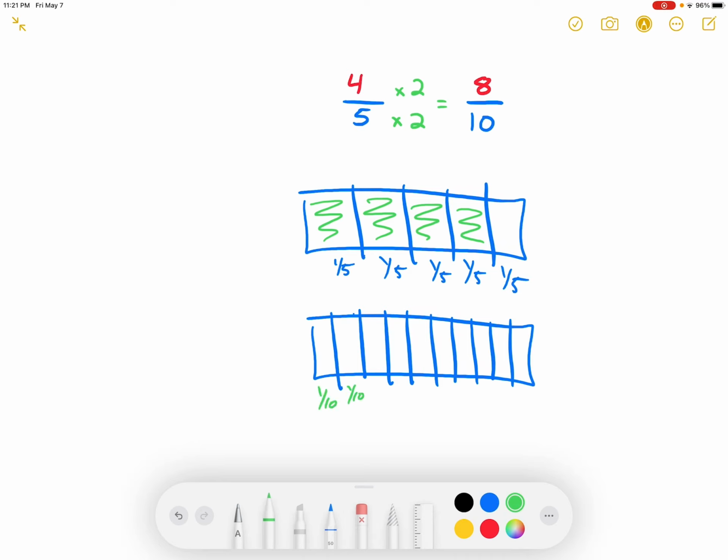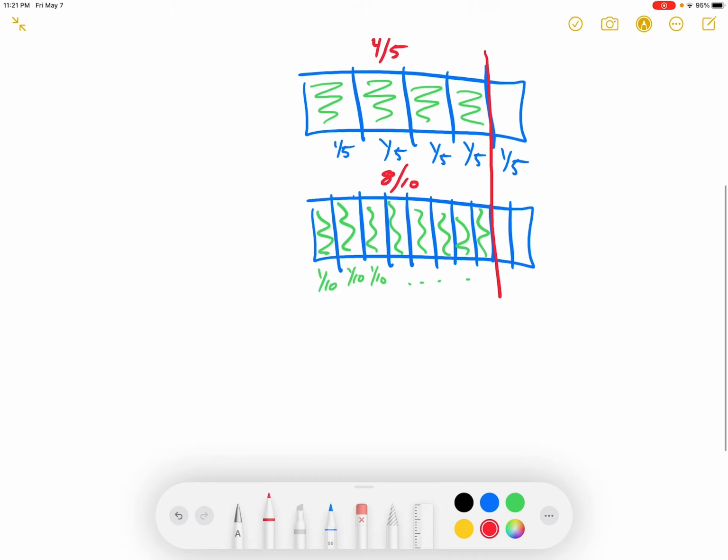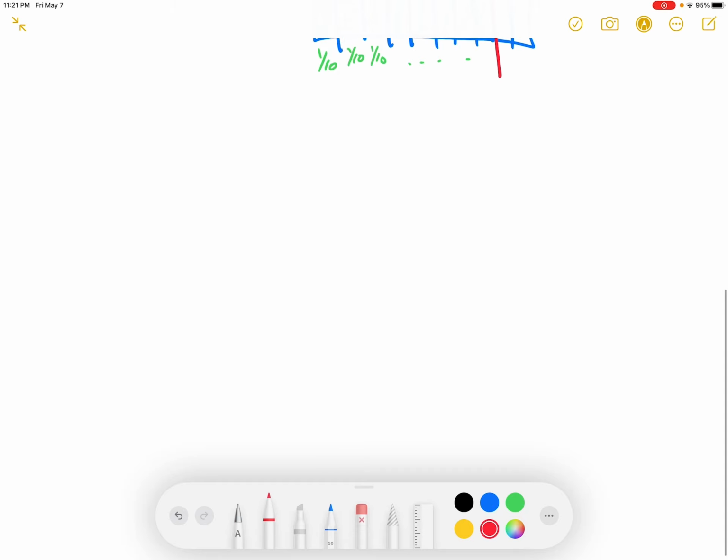So these are all 1/10, and so on and so forth. And let's shade 8 of them. 1, 2, 3, 4, 5, 6, 7, 8. And look at that. It is, yeah, about the same thing, right? I mean, the drawing isn't perfect, but 4/5, 4 out of 5, is the same thing as 8 out of 10. Okay, let's try another one.